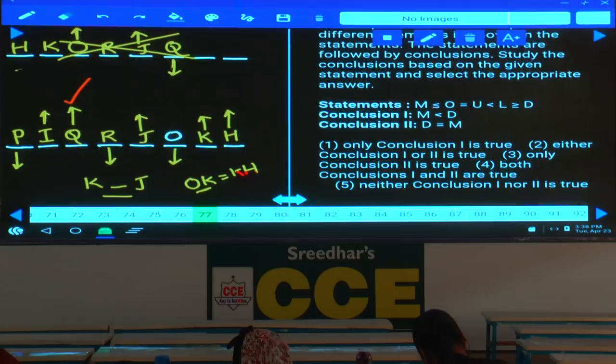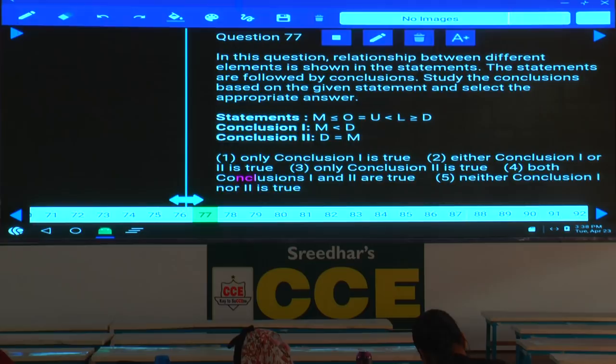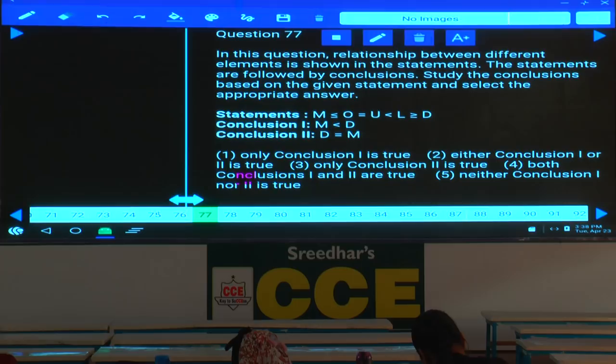Now question number 77 to 81. Tell me what is your answer here. Now first let us discuss this coded inequalities. If you observe here, both the conclusions are between M and D only. If you are able to find the relation between M and D, that itself is enough. Now in this one, this is lesser than and this is greater than. There are two opposite symbols. As there are two opposite symbols, what is your answer here? Neither one nor two. No relation can be drawn between these two. Done with this? Neither conclusion one nor conclusion two follows. That is the choice, none of these.